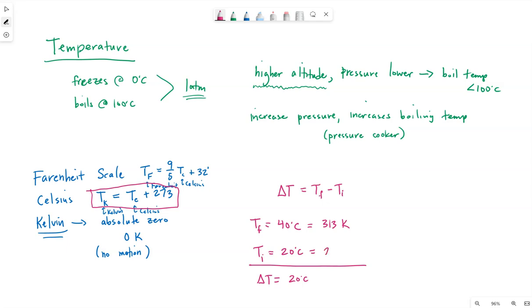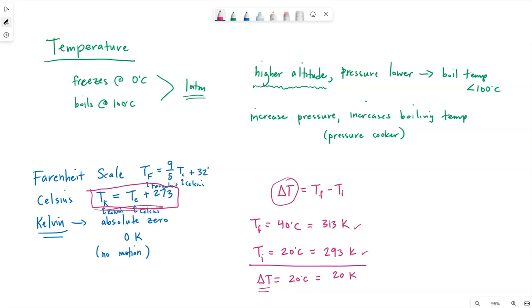The 20 degrees would be 293 Kelvin. When we subtract and take the final value minus the initial value, we get a difference of 20 Kelvin. So delta T, as long as we're subtracting the Celsius temperature from the Celsius temperature, or Kelvin temperature from the Kelvin temperature, that change is the same. And again, it's because the conversion between the two is simply an addition. It's not a multiplication. So you can technically leave your temperatures in Celsius if your equation has a delta T in it.